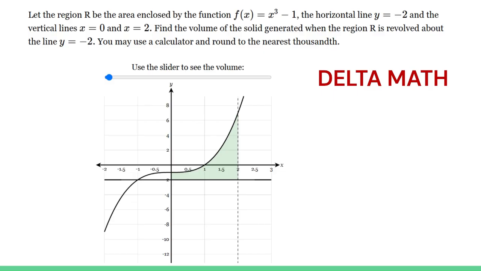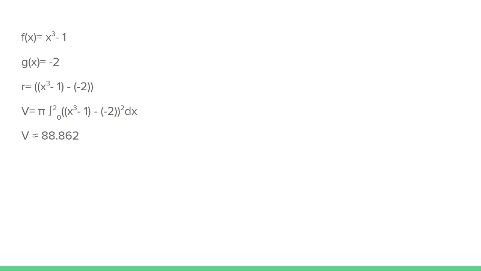Alright, so our upper function would be x cubed minus 1, and our lower function would be y equals negative 2. To find the radius, we're going to have to subtract those. So we have x cubed minus 1 minus that negative 2. And to find the volume, we're going to have pi times the integral from 0 to 2 of x cubed minus 1 minus negative 2 squared dx. That volume would equal 88.862 approximately.